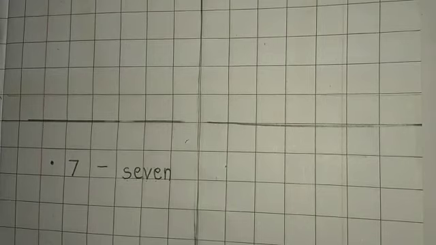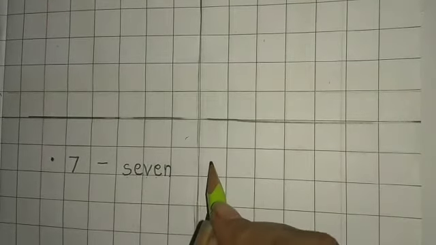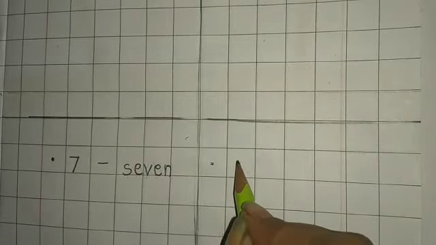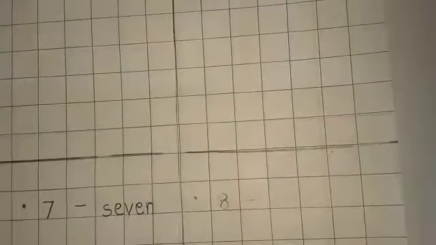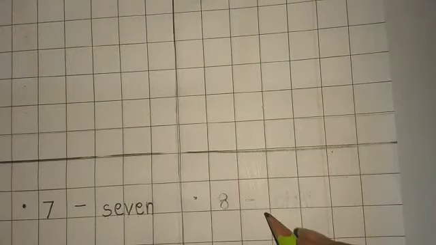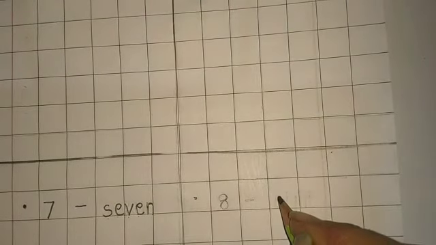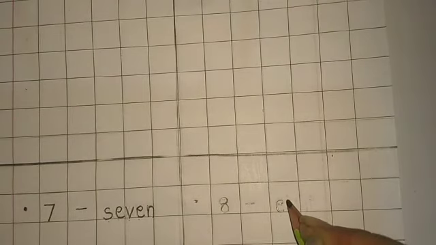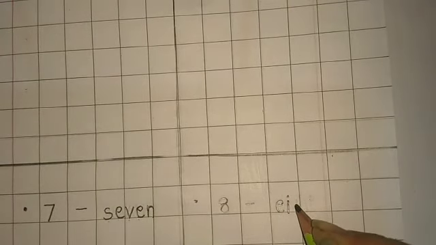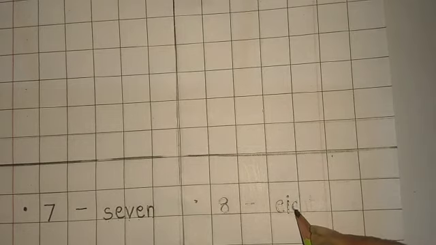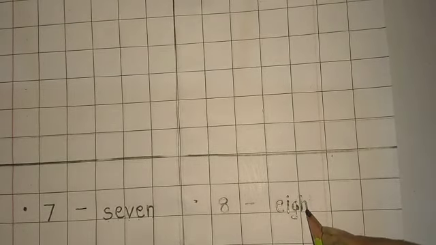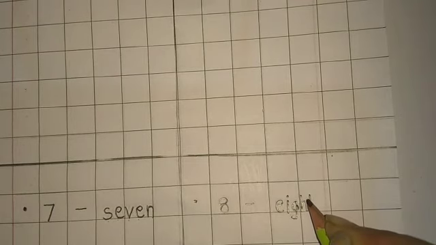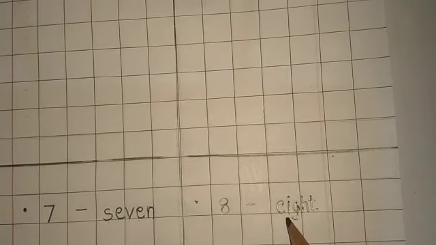And last number name is 8. Again dot, then number 8, then dash and number name 8. E, I, G, H, T 8. EIGHT 8.